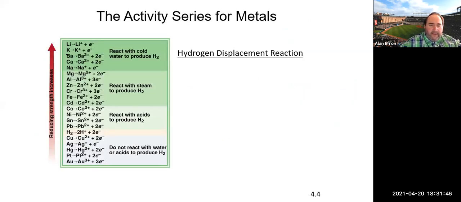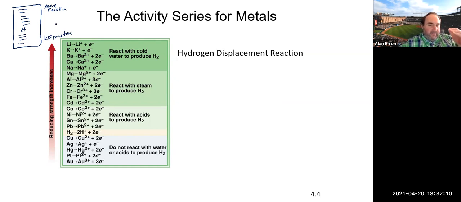The basic activity series is just a list of elements, and somewhere in the middle there's hydrogen and some more elements. Basically anything higher on the list is more reactive than anything lower on the list. What that means is anything that's higher on the list should replace anybody lower on the list, and it would not necessarily happen in the opposite arrangement.